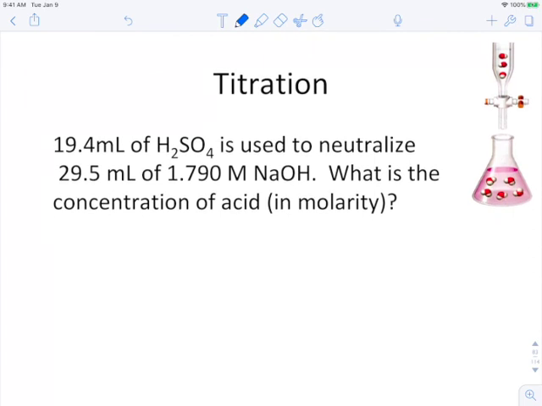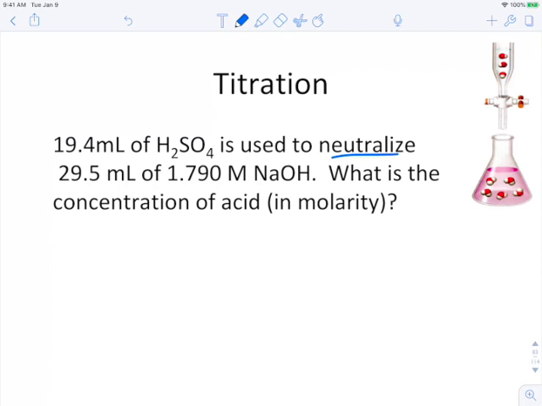All right, so here's our first titration problem. It says we have 19.4 milliliters of sulfuric acid and it's being used to neutralize 29.5 milliliters of a 1.790 molar NaOH. We're going to find the concentration of the acid in molarity. So now the word neutralize, that is just what we call it when we have an acid-base reaction. So they're neutralizing each other.